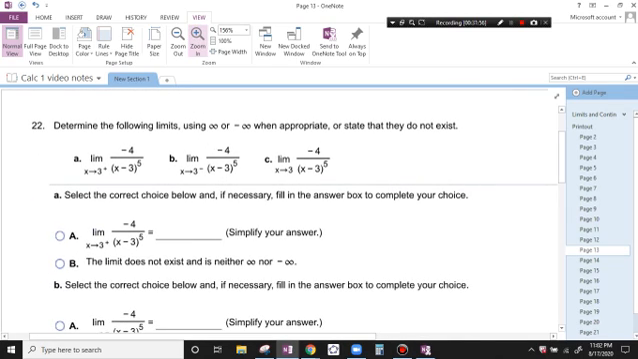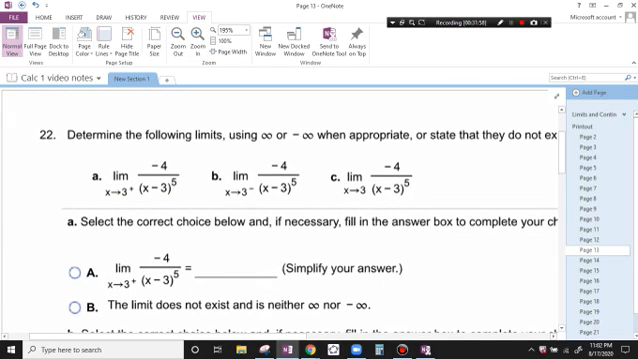Same game here. I'm going to pick values of x, and all I'm doing here is checking the sign. Values of x that are bigger than 3, 3.1. 3.1 minus 3 is 0.1. Negative 4 over 0.1 to the fifth is negative.